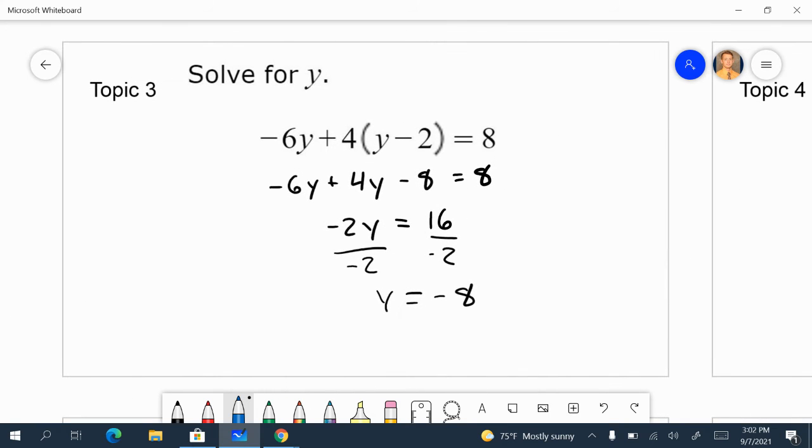Topic number 3 is very similar. We are still solving for a variable and combining like terms, except with this one, we have to use the distributive property. So we're going to distribute a 4 to the y and to the -2. After that, you can just continue to solve and combine like terms until you get y equals -8. Please pause the video now if you have any questions.